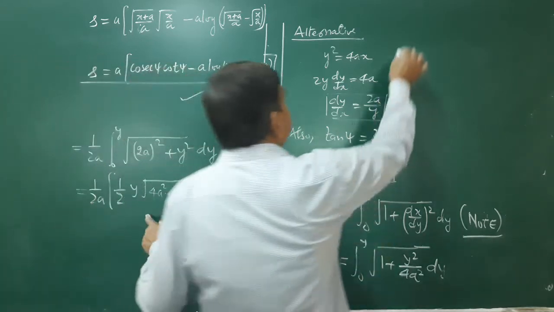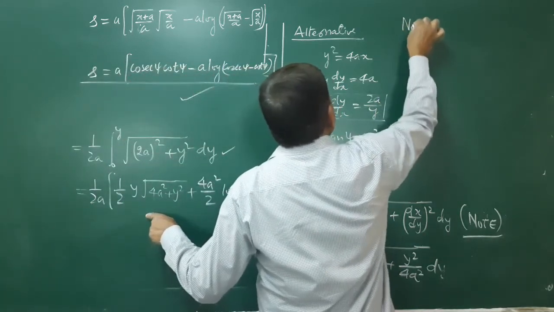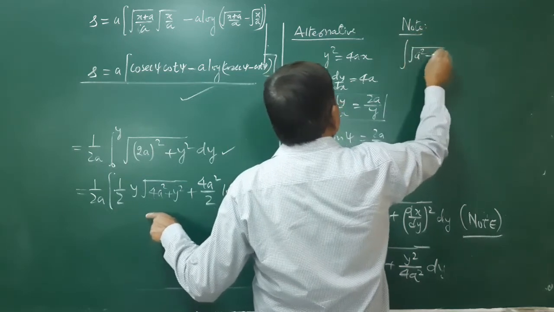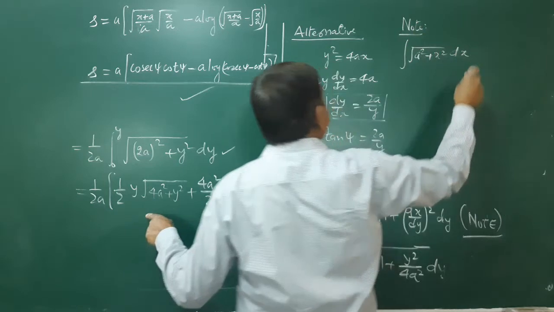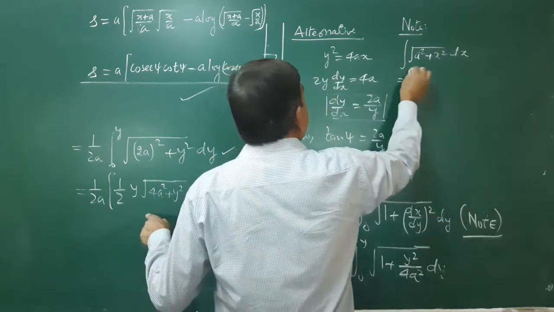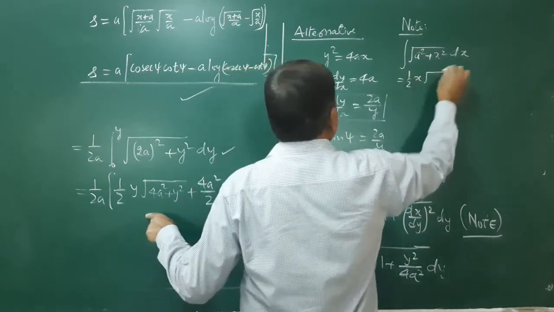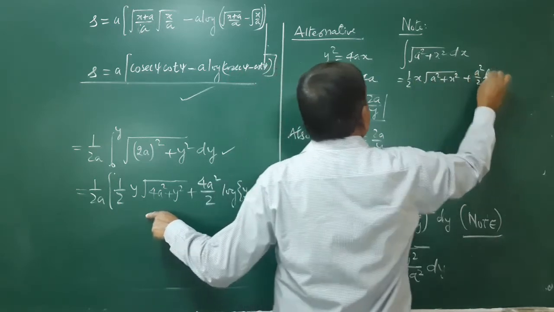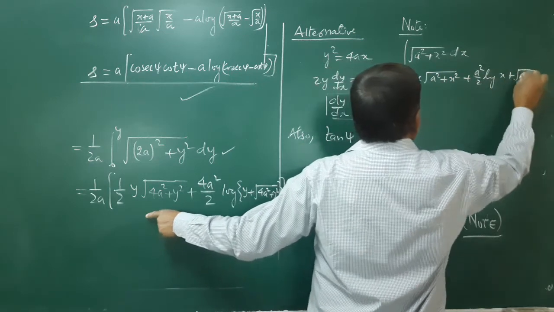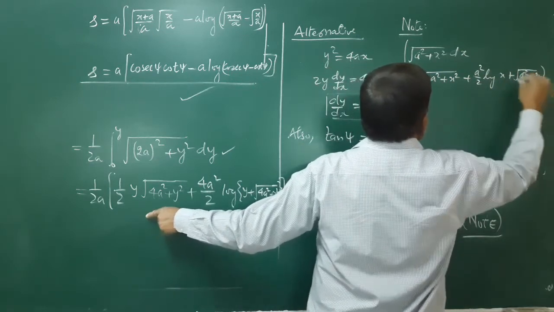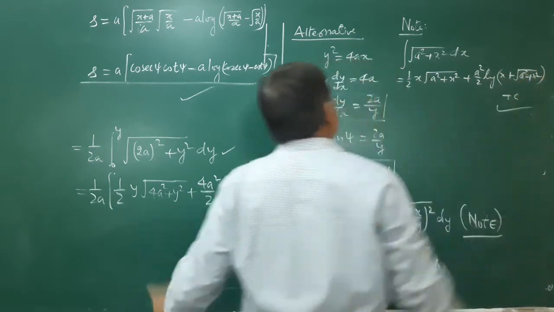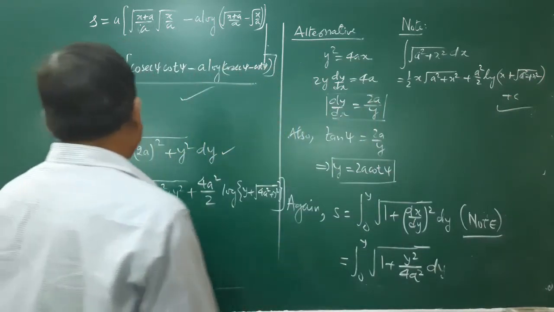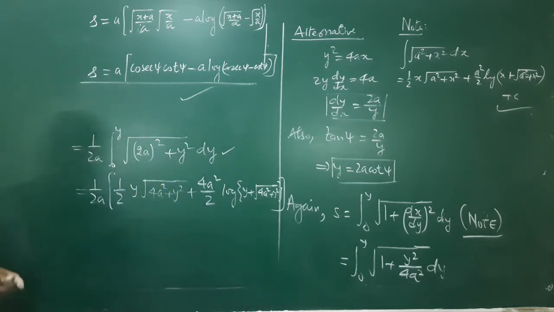Recall the formula: integral of under root of a square plus x square dx. The answer is 1 by 2 x root a square plus x square plus a square by 2 log x plus root a square plus x square plus c. This I have already explained. So this formula is used here. Instead of a, we have 2a whole square. So it is that.